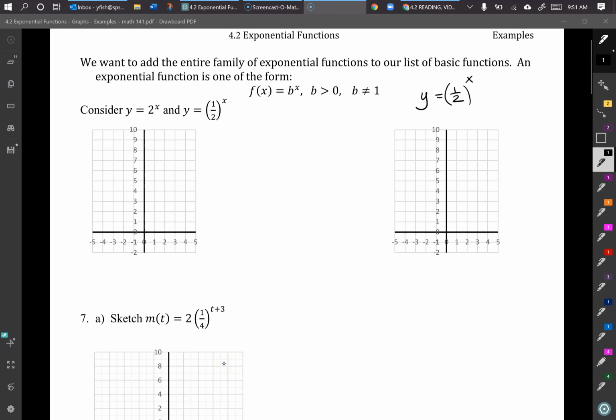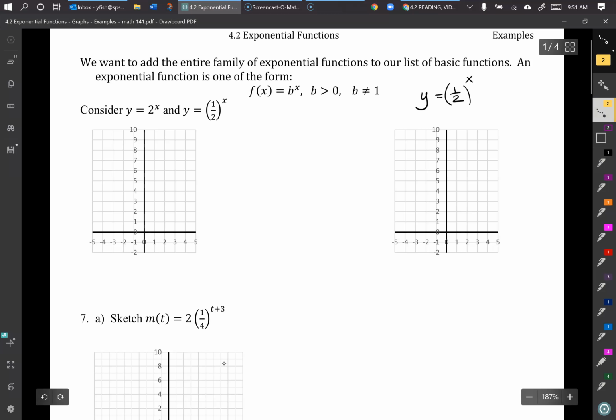In this video, we're going to look at section 4.2, exponential functions. We're going to add on to the family of functions that you've had. Some things to consider here. We have our exponential form, f of x equals b to the x. We have to have b greater than 0, so keep that in mind. And also b cannot be 1.